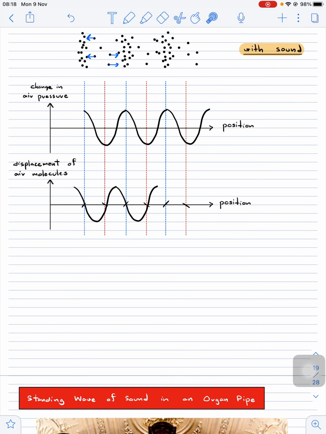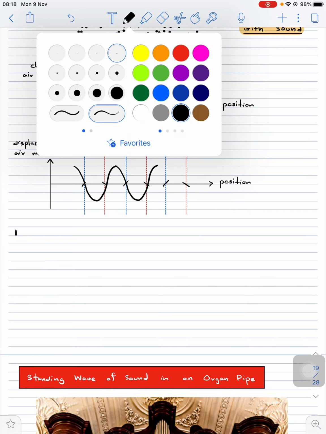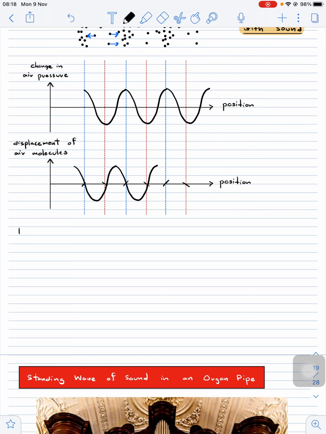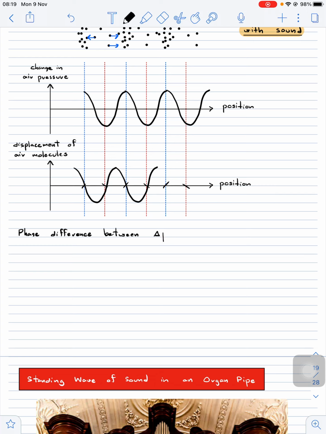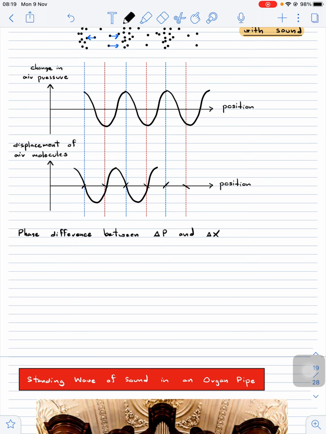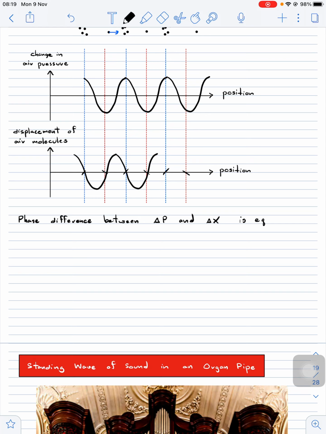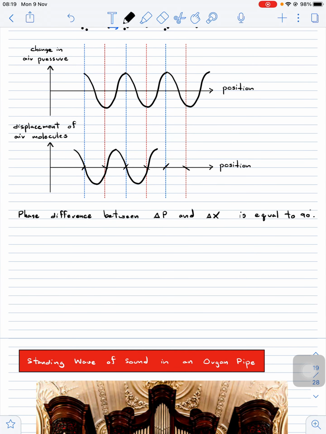So one thing that we can conclude from these two graphs is the phase difference between the change in the air pressure, let me use the symbol delta P, and the displacements of the air molecules, let me use delta X. So we have the cosine here and we have the sine graph here, so the phase difference is equal to 90 degrees, and that's it.